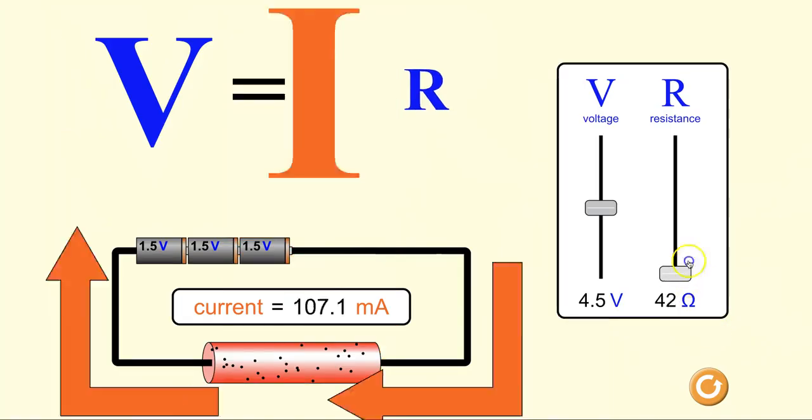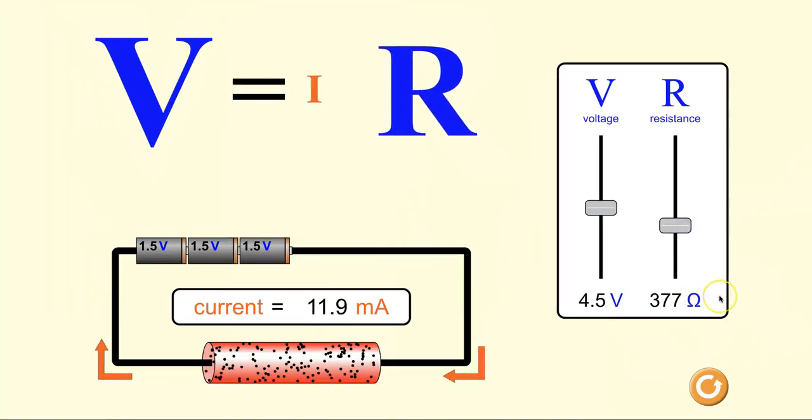Overall, both simulations show the relationship between voltage, current, and resistance described by Ohm's law. In the first simulation, increasing the voltage increased the current when the resistance stayed constant. In the second simulation, increasing the resistance decreased the current when the voltage stayed constant. These results show the current depends directly on voltage and inversely on resistance.